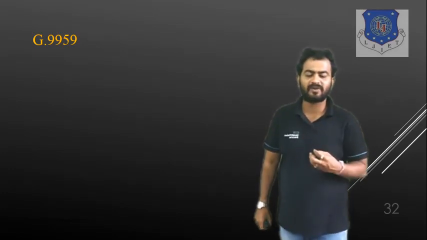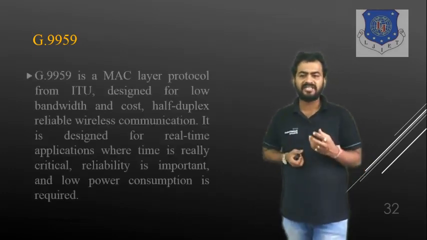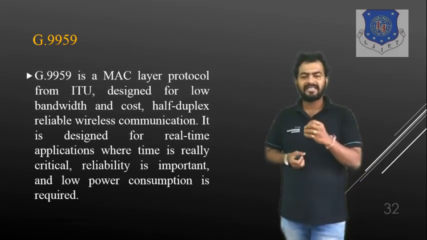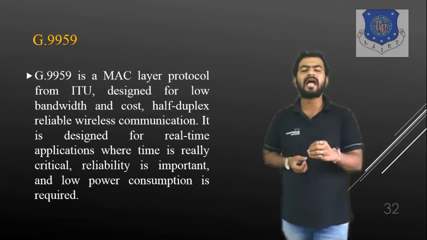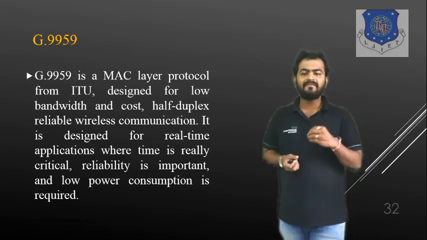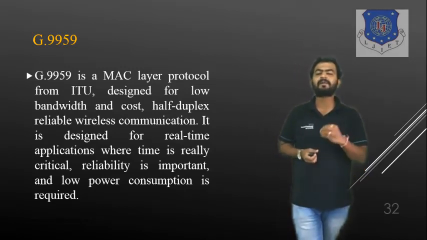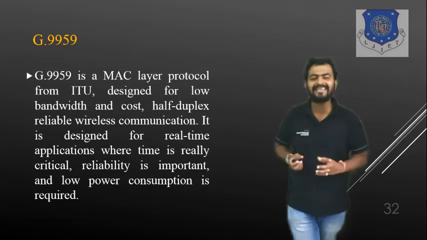Now the next protocol is G.9959. See, we are rarely familiar with this term because it's new for us. G.9959 is a MAC layer protocol from the ITU. It is designed for low bandwidth and low cost, half duplex reliable wireless communication. It is designed for real-time applications where time is really critical.